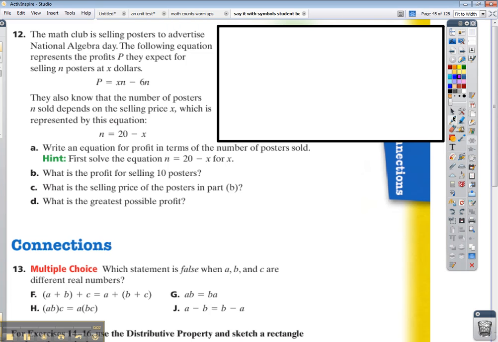All right. The Math Club, and who doesn't love the Math Club? Actually, I kind of dig it. Is selling posters to advertise the National Algebra Day.